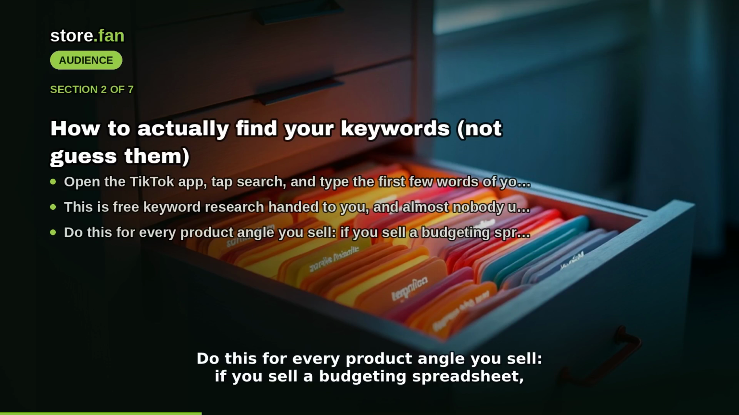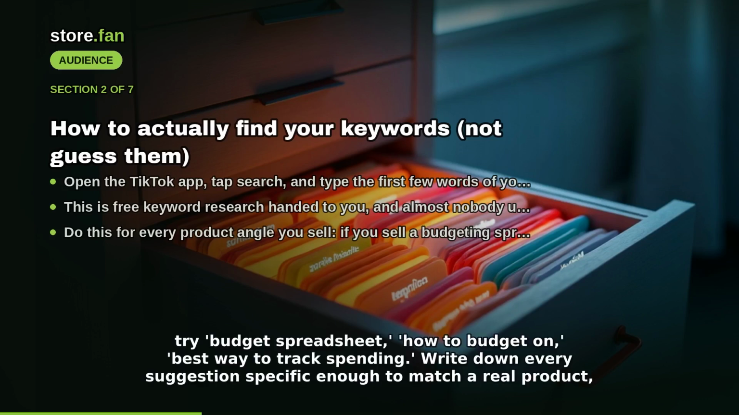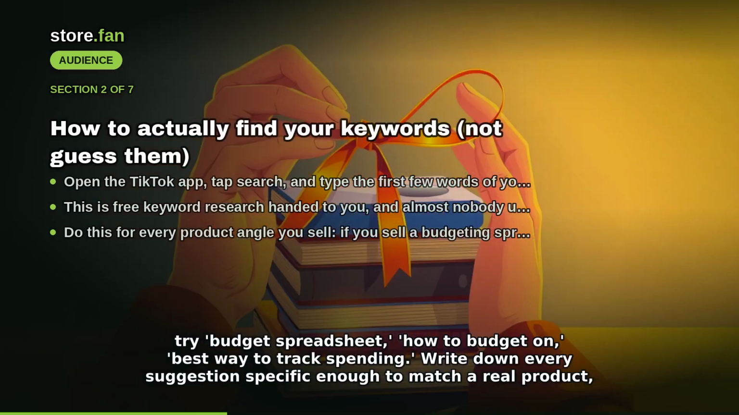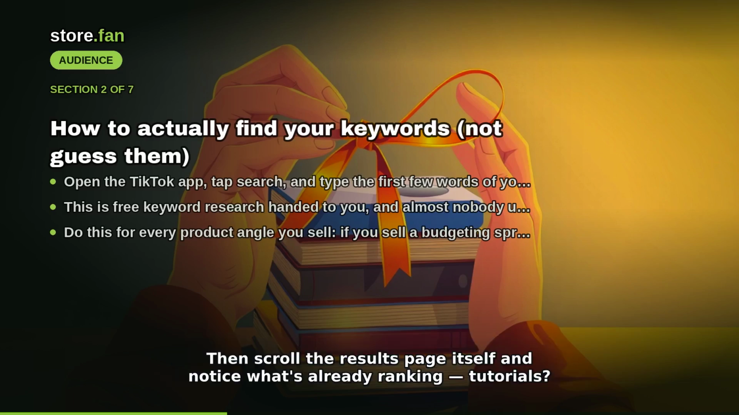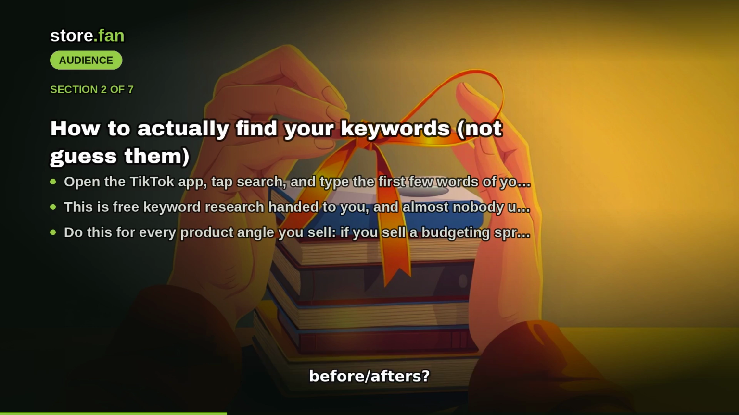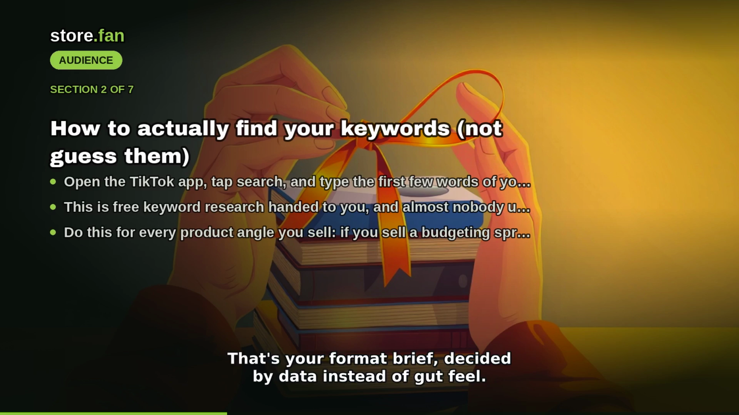Do this for every product angle you sell. If you sell a budgeting spreadsheet, try "Budget spreadsheet." How to budget on. Best way to track spending. Write down every suggestion specific enough to match a real product, not a vague mood. Then scroll the results page itself and notice what's already ranking. Tutorials. Before afters. Talking heads? That's your format brief, decided by data instead of gut feel.